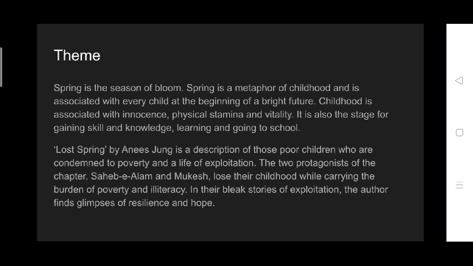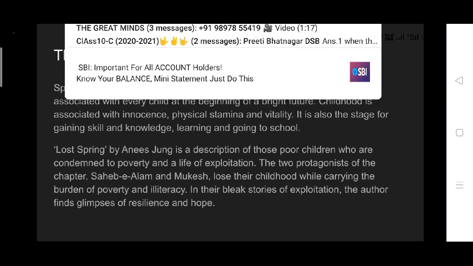So, spring is the season of bloom. Spring is a metaphor of childhood and is associated with every child at the beginning of a bright future. Childhood is associated with innocence, physical stamina, and vitality. It is also the stage for gaining skill, knowledge, learning, and going to school. So obviously, these children in this story, the two stories, they do not have this spring in their life.